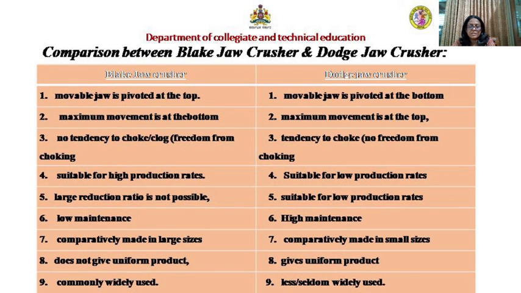The Blake jaw crushers are made in very large sizes. Comparatively, the Dodge jaw crushers are smaller sized machines. The Blake jaw crusher does not give a uniform product, whereas it's possible with the Dodge jaw crusher. The widely used one is the Blake jaw crusher and the seldom used one is the Dodge jaw crusher.